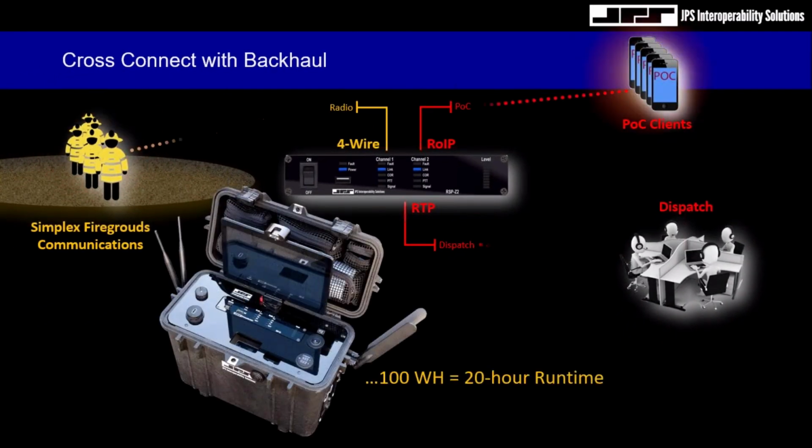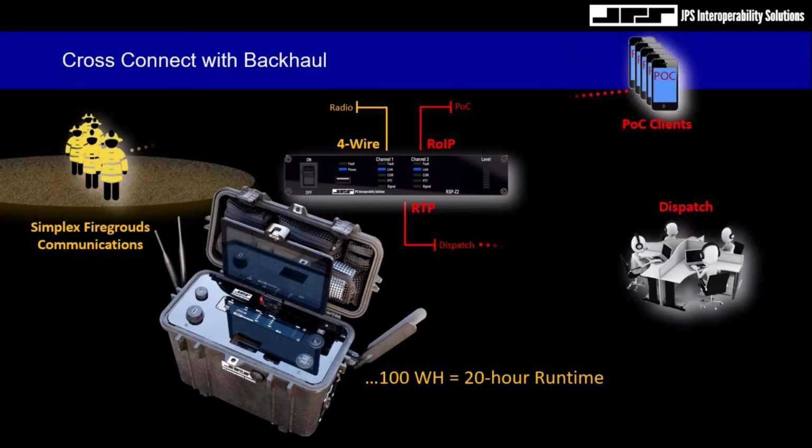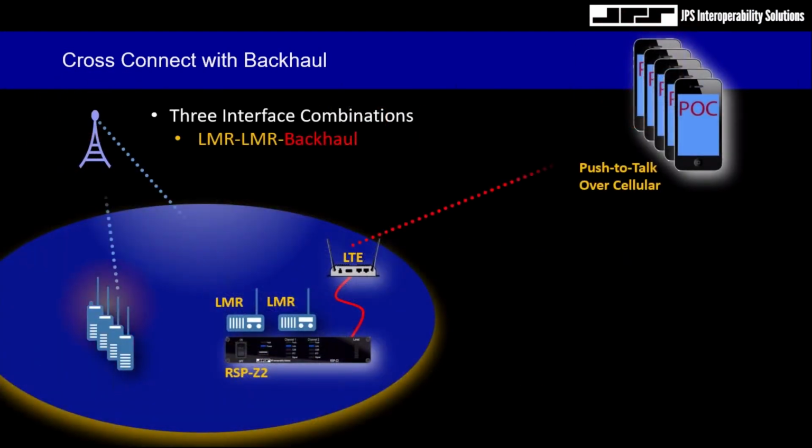And if we want to get tactical, we can pair the RSP-Z2 with an LTE router or a SATCOM terminal with a battery for true isolated communications. And for example, with a 100 watt-hour lithium iron phosphate battery, you can essentially realize runtimes well over 10 hours. Remember, we're dissipating only half an amp within the gateway itself. So again, the cross connection with a single backhaul has the most interface permutations in any of the three selectable configurations.